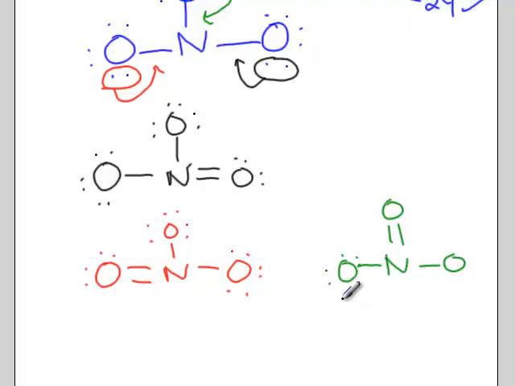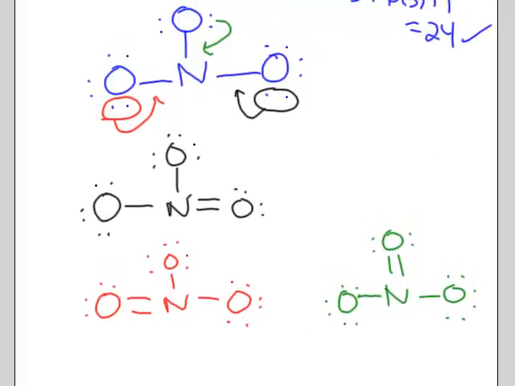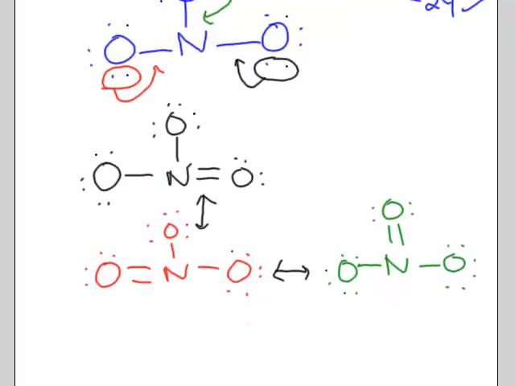So again, all 3 Lewis structures are valid. All 3 have the correct number of 24 electrons. So these are resonance forms. So there's not one answer for nitrate. Nitrate could be drawn with the black structure, the red structure, the green structure. The reality is a mixture of the black, the red, and the green. All we can draw is these 3 possibilities.